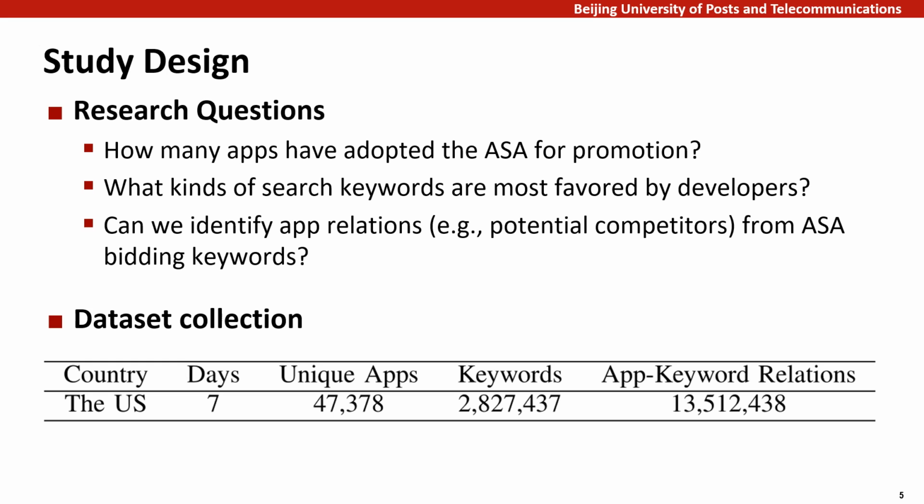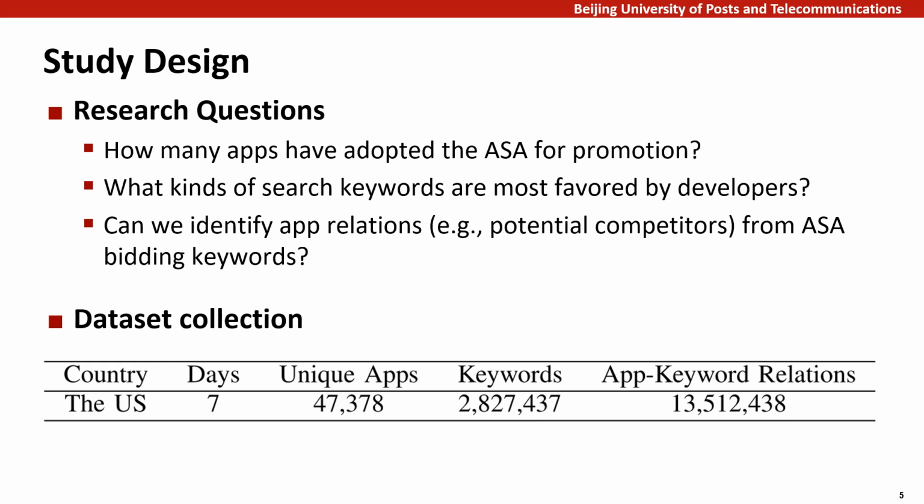Question 2. What kind of search keywords are most favored by the developers? Keyword selection is a key process to make the app promotion more effective. So it is interesting to study what kinds of keywords are most popular and whether there are differences across diverse categories of apps.